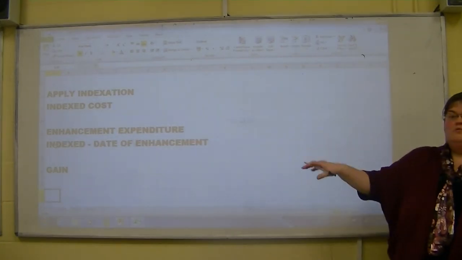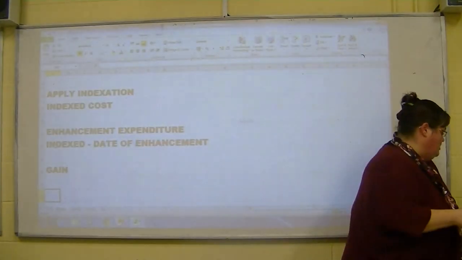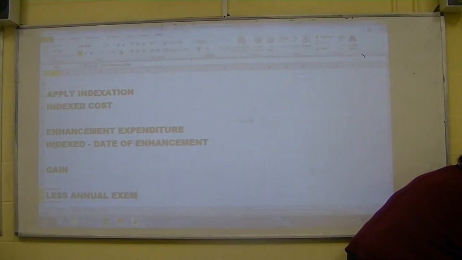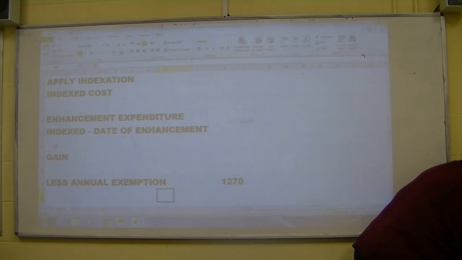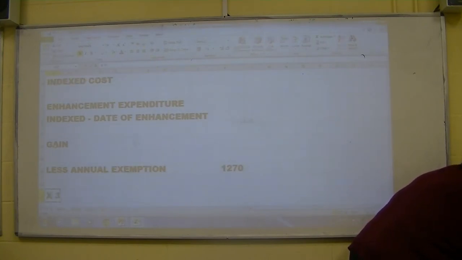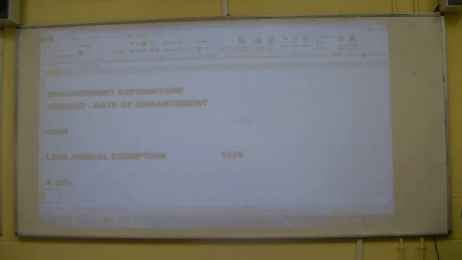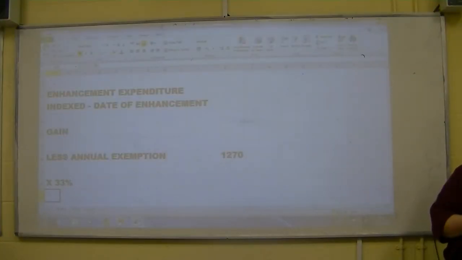Say that was the only gain we actually had. We ignored the gain during that year. We'd have an annual exemption off that, of 12,70 at 33%. It's only one you get for the whole year. So if you have 10 gains, you only get one 12,70. That's where you benefit if you share it with your spouse, because you can get it twice. So if the building was in joint names, you could get 12,70 and she could get 12,70. That's still 33%, isn't it?